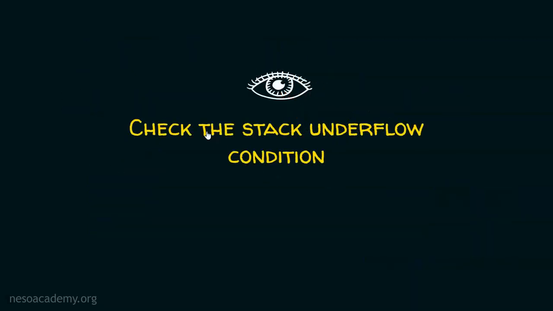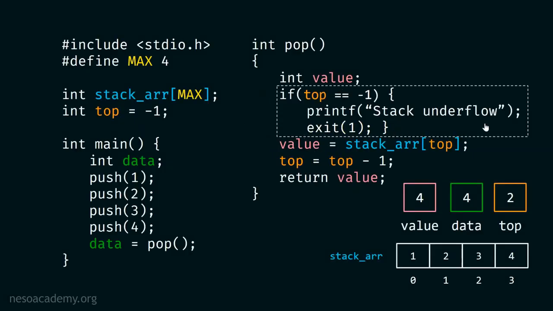Now it is important to check the stack underflow condition as well. What happens if the stack becomes empty? In that case, obviously there is nothing to delete, so we have to check the stack underflow condition. Therefore, it is important to write this piece of code in this pop function, right? Here I am checking this condition: if top is equal to -1. This means that if the stack is empty, then print this message on the screen, stack underflow, right? Which means that the stack is empty.